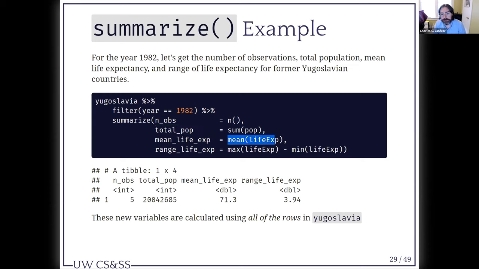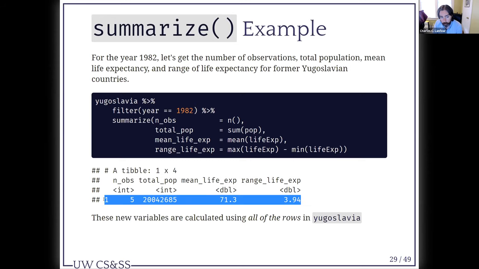Mean life expectancy is the average of the life expectancy column. And the range of life expectancy is equal to the highest value minus the lowest value. So that's the difference between the high and the low. Summarize is going to produce one row as a result.